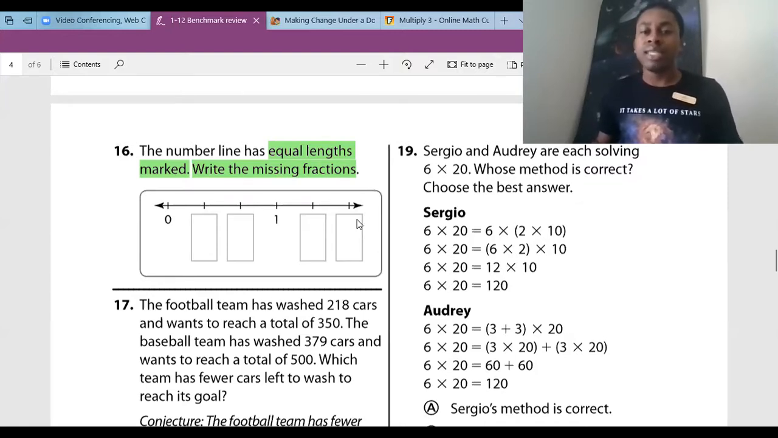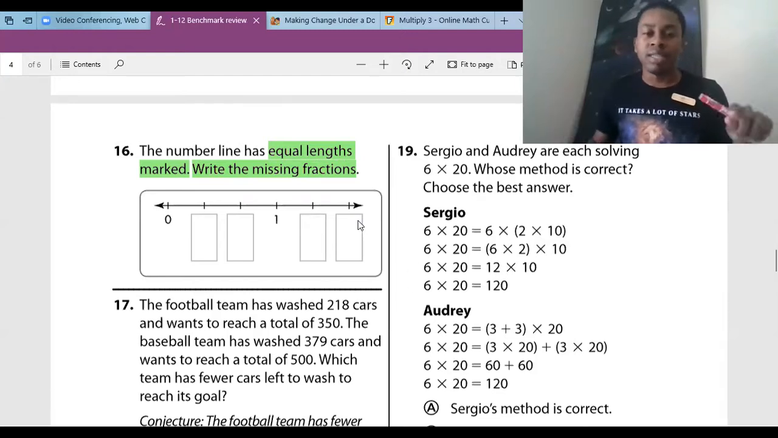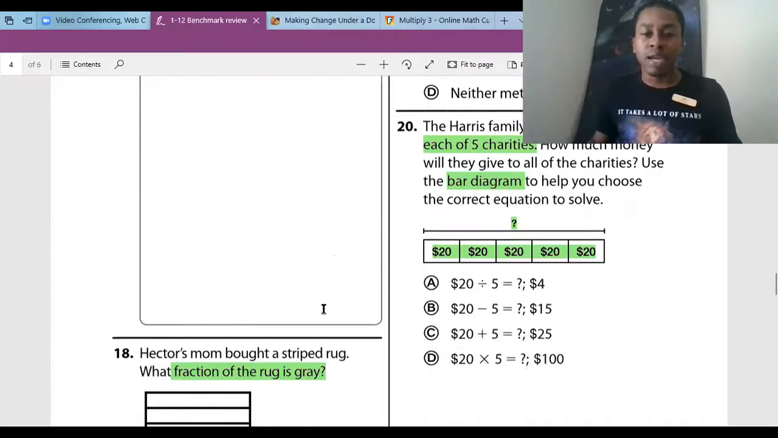Okay. Now, as I said, we're only going to go over even numbers today because I know it's Friday. So we're going to do number 16, and we're going to move to number 18 now.